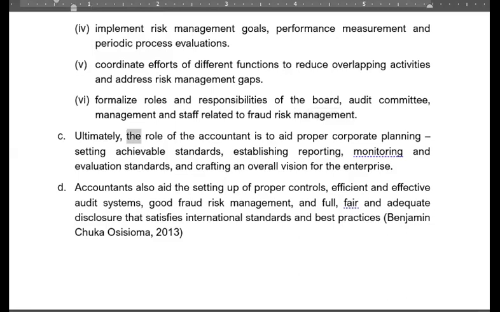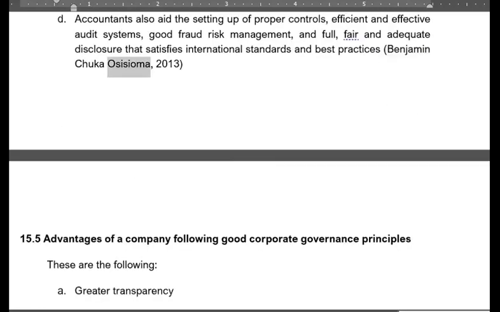Ultimately, the role of the accountant is to aid proper corporate planning, setting achievable standards, establishing reporting, monitoring, and evaluation standards, and crafting an overall vision for the enterprise. Accountants also aid the setting up of proper controls, efficient and effective audit systems, good fraud risk management, and full, fair and adequate disclosure that satisfies international standards and best practices. Benjamin Chukwu Sisioma, 2013.